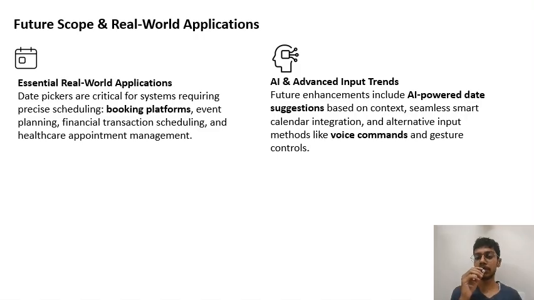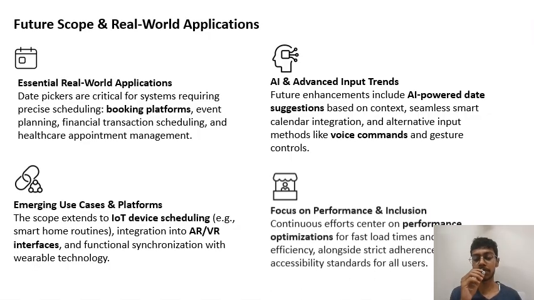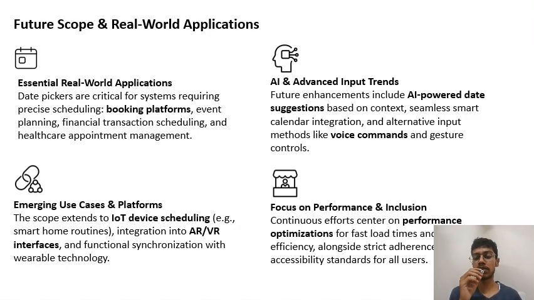AI and advanced input trends. Future enhancements include AI-powered date suggestions based on context, seamless smart calendar integration, and alternative input methods like voice commands and gesture controls. Emerging use cases and platforms: the scope extends to IoT device scheduling also, like smart home routines, integrating into AR, VR interfaces, and synchronization with wearable technologies. Then comes the focus on performance and inclusion, with continuous effort centered on performance optimization for fast load times and efficiency, alongside strict adherence to accessibility standards for all users.